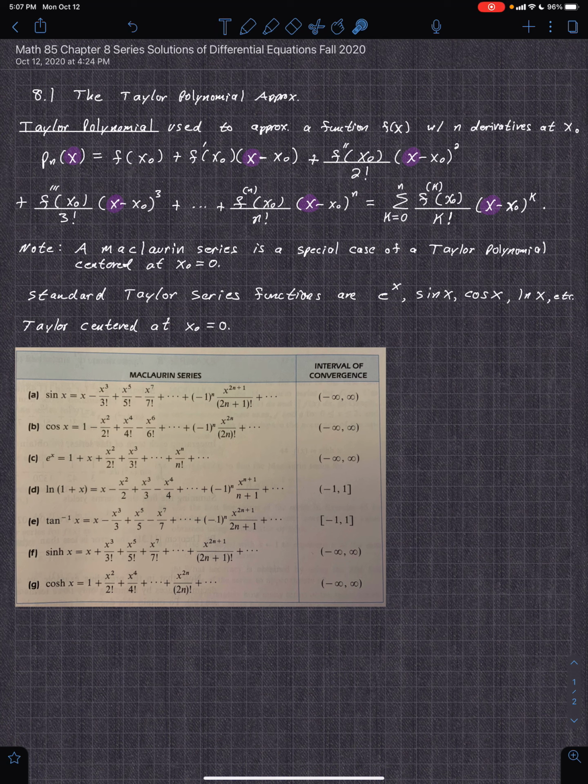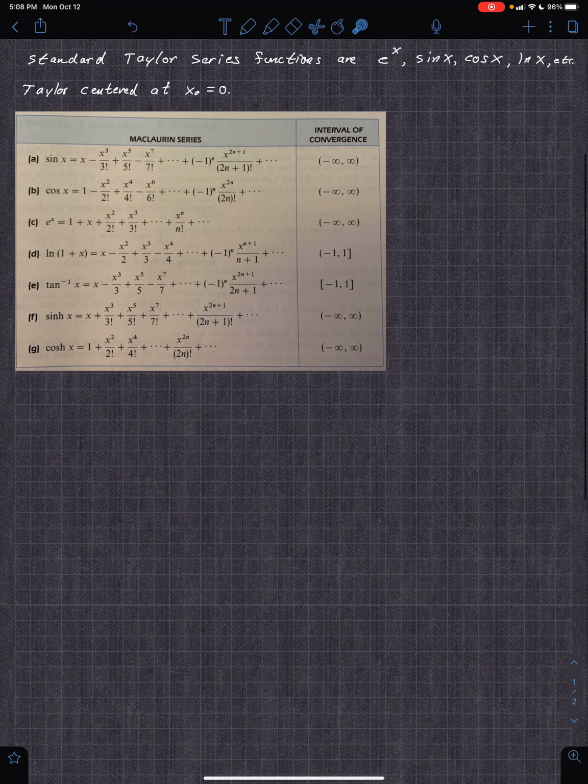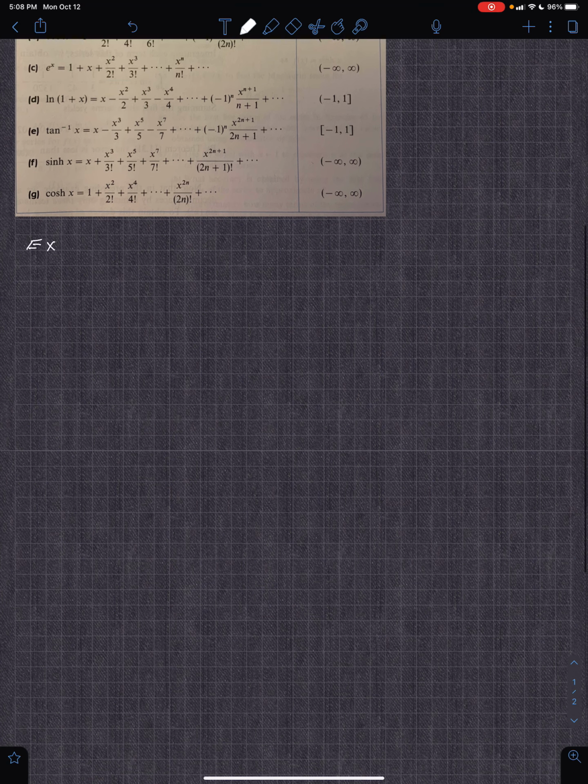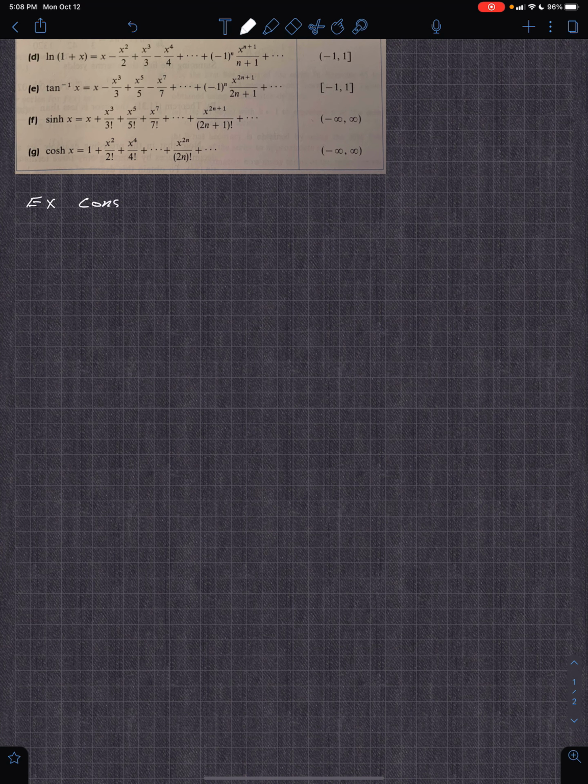And next we're going to look at how to use it to approximate a solution to a differential equation. So let's look at that. That's what I want to get to. This is what would be different than what you've done before. So let's look at this example. Construct a Taylor series centered at 0. I'm just going to call it a Maclaurin series. So construct a Maclaurin series, which of course means x naught is 0 for Taylor.